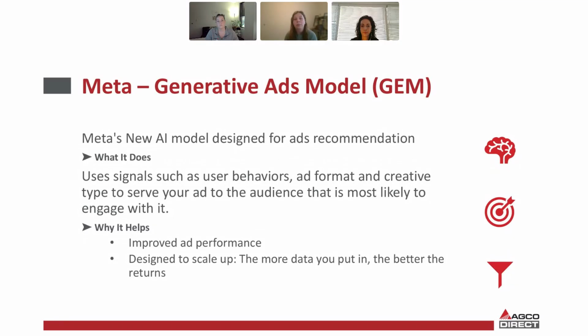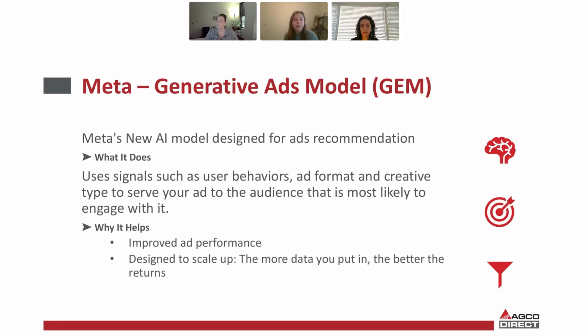This change means improved ad performance because it's constantly learning from how people interact with your ads. And it's designed to scale up. So the more data we feed into the system, the better it gets at finding the right people and driving better returns. So as we use store locations, flexible creative, and GEM together, we're essentially giving Meta the inputs and letting AI do more of the heavy lifting on optimizations.